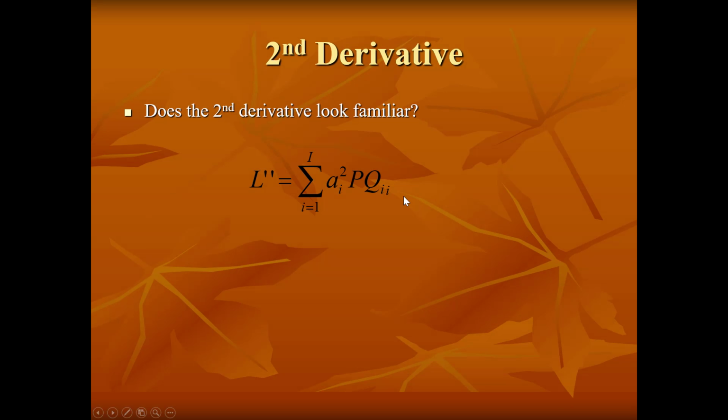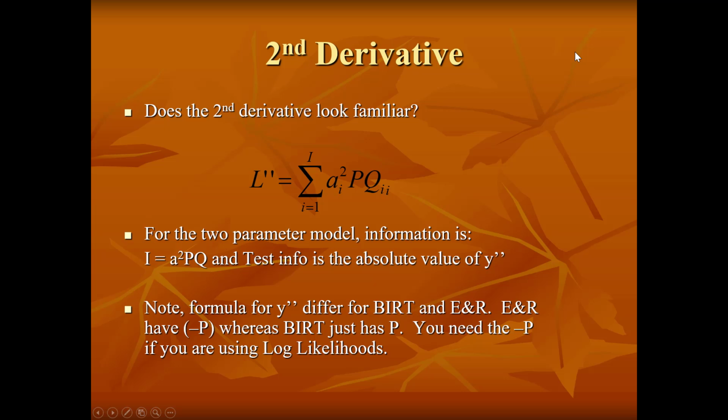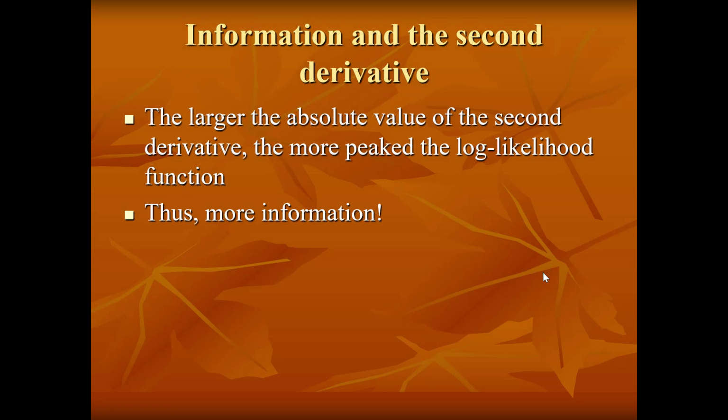Okay, so let's take a look at that second derivative again. This is what it looks like. Again, it's a sum across the items of a squared times p times q, and it should look a whole lot like the two-parameter model item information, which was a squared times p times q, right? So the information function is essentially the sum of that across the items, which is pretty much identical to the test information function. That's an interesting thing, and we'll take a look at why that's the case in just a little bit. But it should look very familiar because it's essentially the same as the item information function.